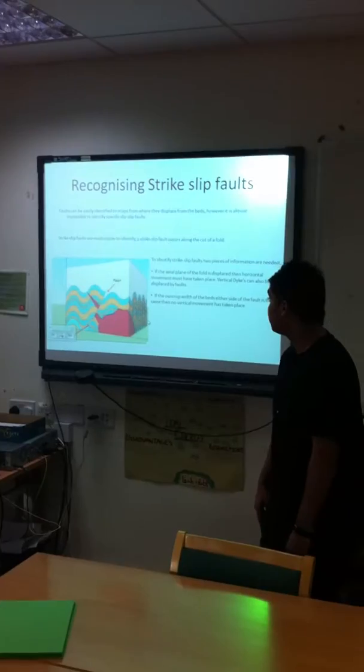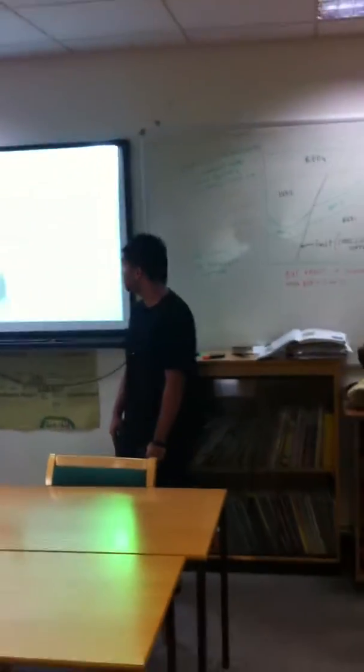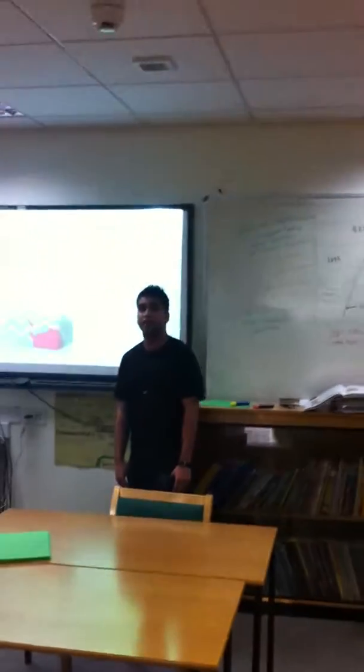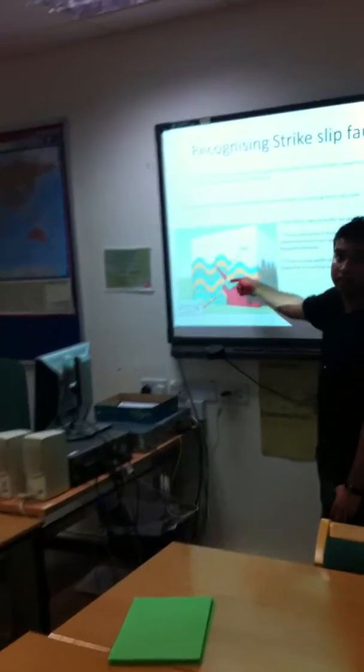The second piece of information is if the outcrop width of the beds on either side of the fault is the same, then no vertical movement has taken place. As you can see from this picture, the fault is there and there's displacement on either side.